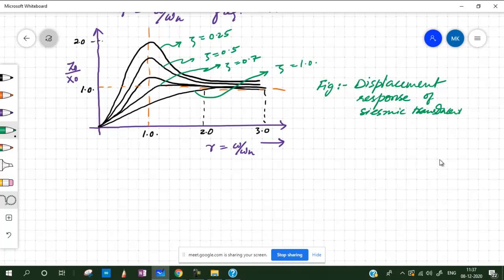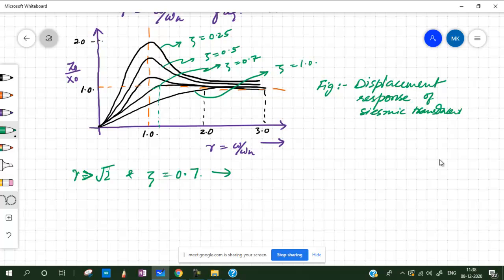So what does this figure tell us actually? If we see z0 by x0 at 1, which is what we would like to have, the output to input ratio equal to 1, what does it tell us? That there is a curve, this one, which is fairly flat for large values of r. Obviously for r less than 1 we don't see anything like that, but after almost r equal to 1, or what they refer to as r equal to under root 2, which is somewhere around here, 1.414, or r greater than root 2, and for zeta equal to 0.7.